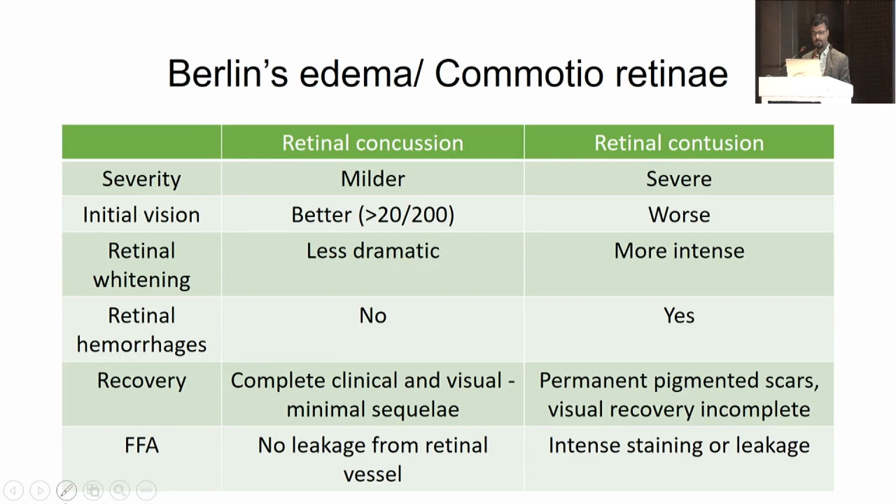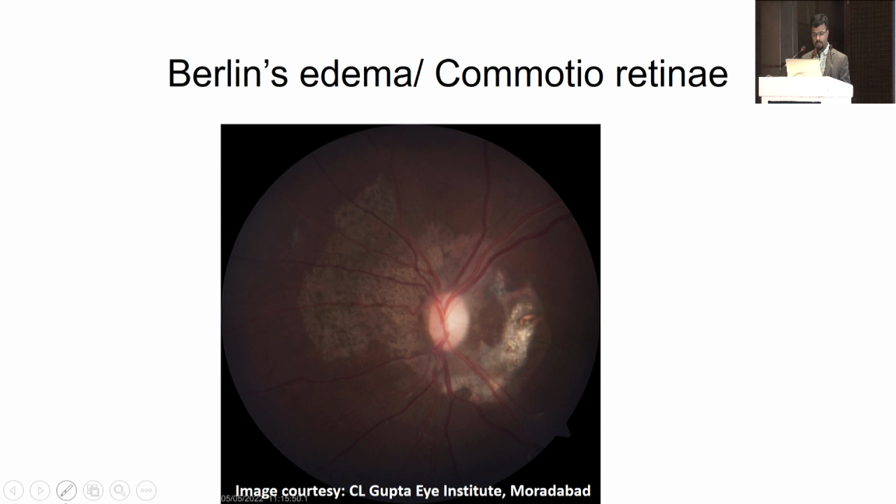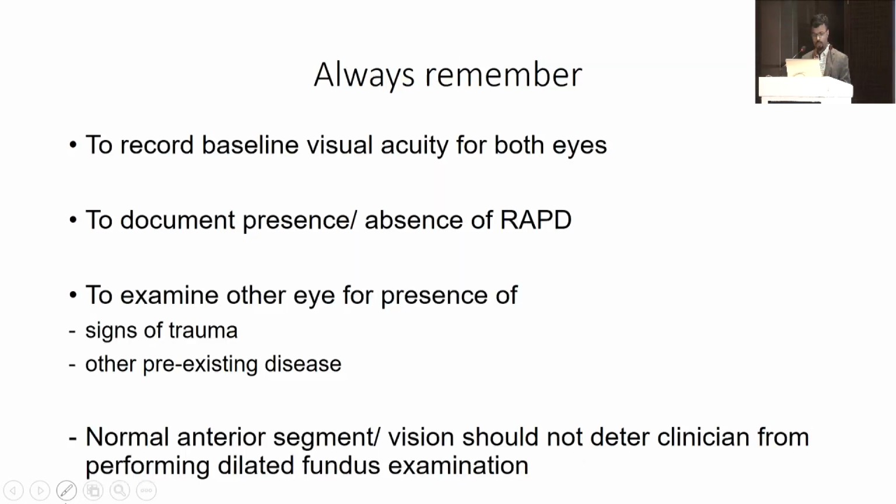It can be of two types: the milder version, that is the concussion, and the severe version, that is the contusion. The initial vision will obviously be worse in the severe version, which will be associated with more intense retinal whitening and retinal hemorrhages. Recovery is usually complete in retinal concussion, while retinal contusion will leave some pigmented scars and visual recovery is not complete. If you do an FFA, there will be no findings in concussion, while in contusion there will be intense staining or leakage. This is the late photo of contusion.